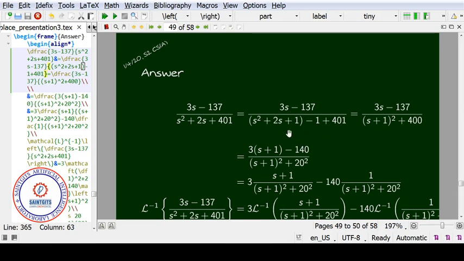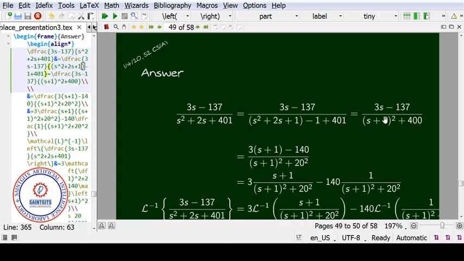Then we put it together, it is (s plus 1) whole square. Then 401 minus 1 is 400. 400 is 20 square. So we can complete the square in the denominator. Now we apply term by term division. Before that, in the denominator we have (s plus 1) whole square. So that means we are going to change every s into s plus 1 form. So we replace the numerator s by s plus 1. So 3s plus 3. This 3s plus 3 minus 140 gives 137.